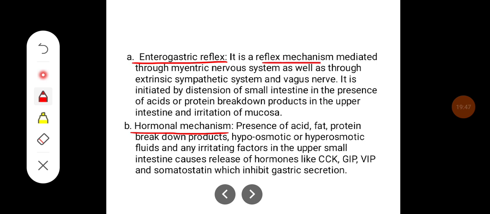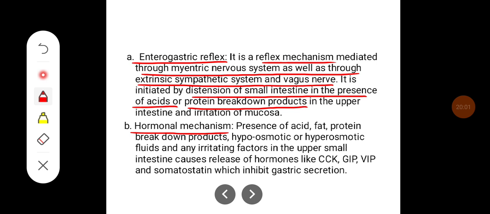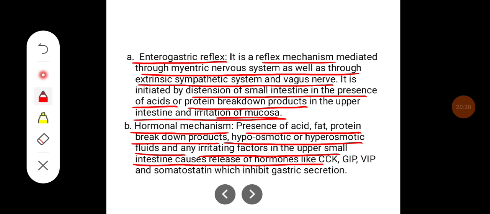The enterogastric reflex is a reflex mechanism mediated through the myenteric nervous system as well as through the extrinsic sympathetic system and vagus nerve. It is initiated by distension of the small intestine in the presence of acids or protein breakdown products in the upper intestine and irritation of the mucosa, whereby the reflex mechanism will inhibit the production of HCl from the stomach. Hormonal mechanism: the presence of acid, fat, protein breakdown products, hypoosmotic or hyperosmotic fluids and any irritating factors in the upper small intestine causes the release of hormones like CCK, GIP, VIP and somatostatin, which inhibit gastric juice secretion.